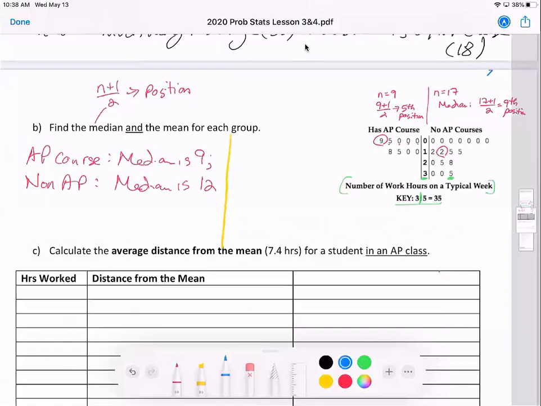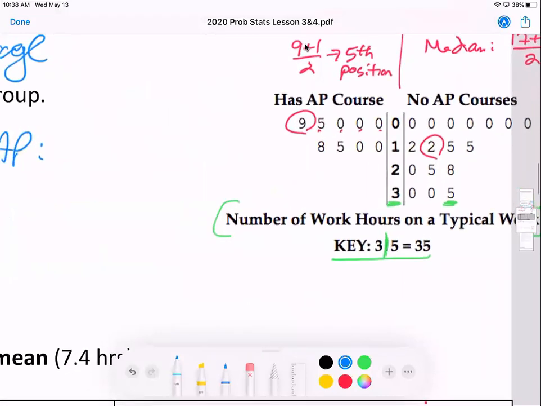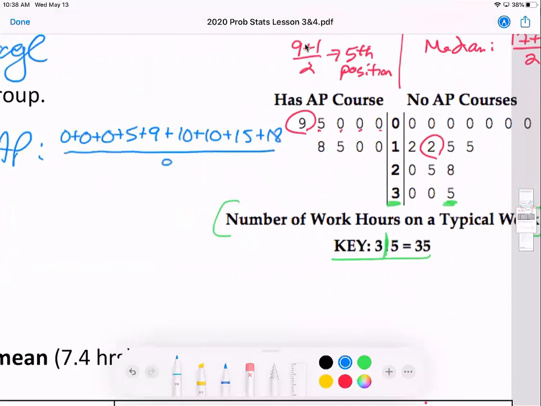To find the mean, which is the same as the average, for the AP course students, you would add up all the numbers. So 0 plus 0 plus 0 plus 5 plus 9 plus 10 plus 10 plus 15 plus 18. And you divide by how many you have, which there are 9 of them.